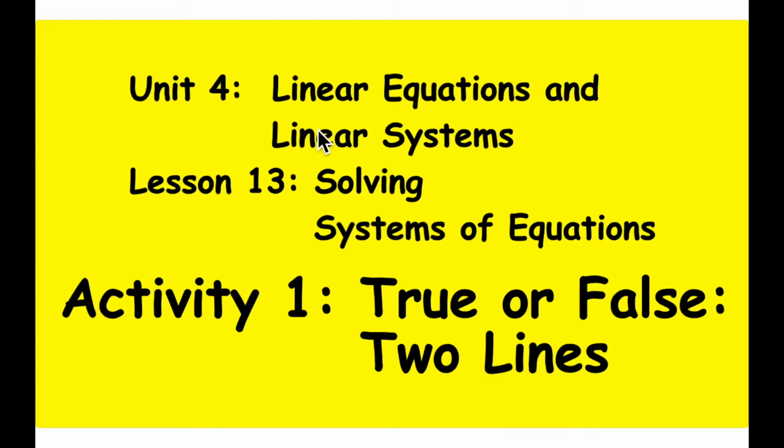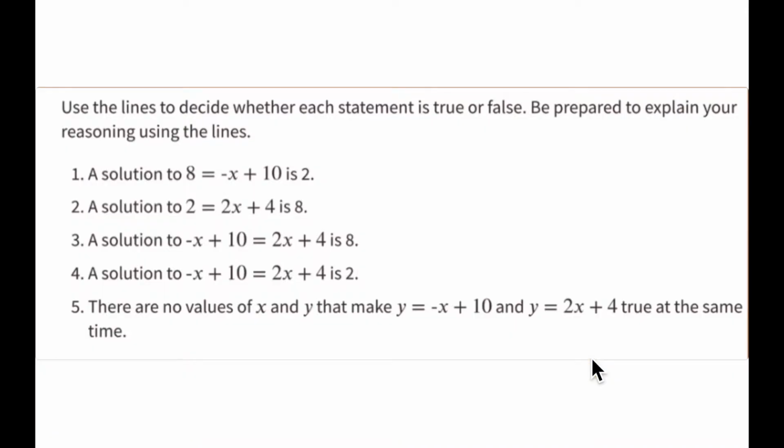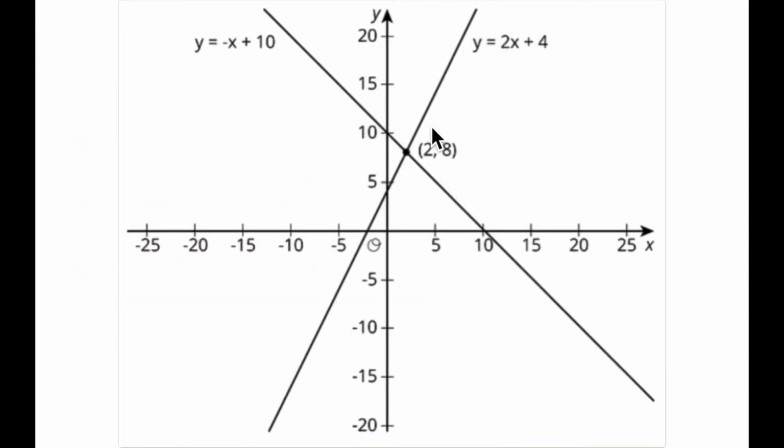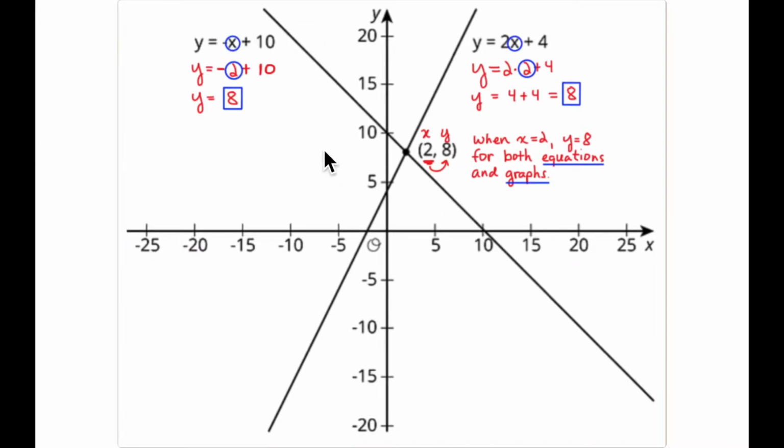This is Unit 4, Lesson 13, Solving Systems of Equations, and this is Activity 1, True or False, 2 lines. You're given a series of statements and asked whether each statement is true or false. And these are the graphs of the two equations for this problem. You're going to see that there's a single point of intersection at (2, 8). So when x is equal to 2, y is equal to 8, and that is true for both equations.